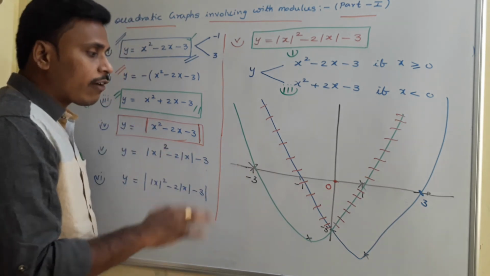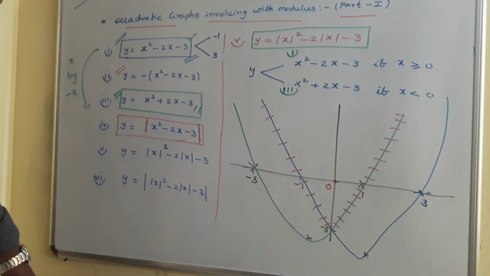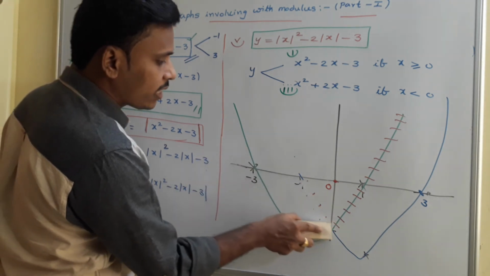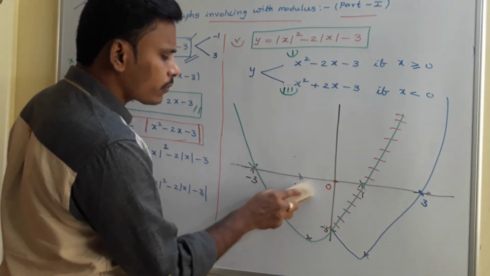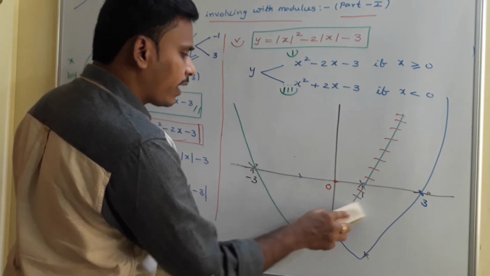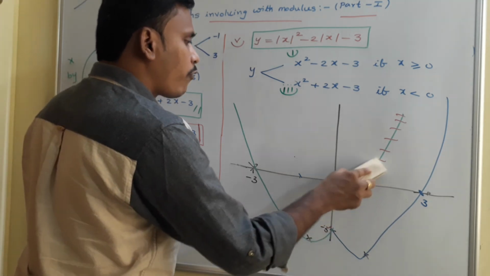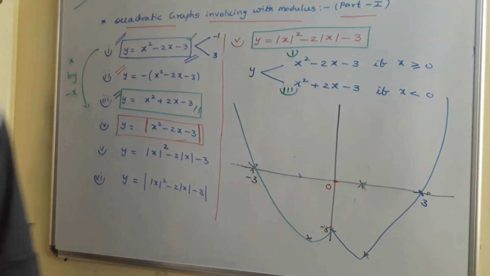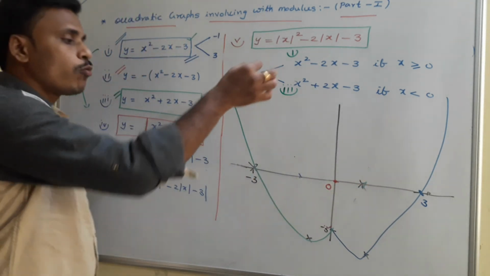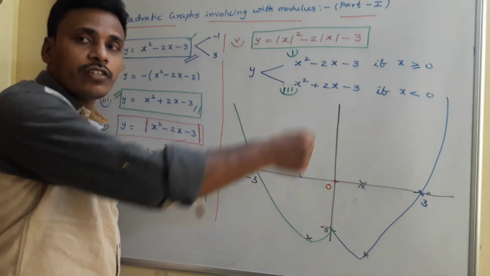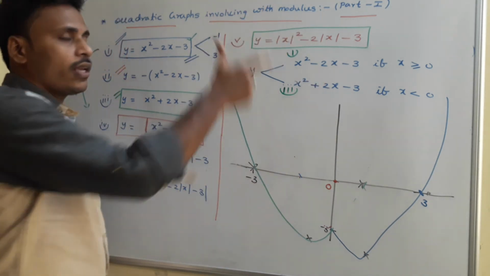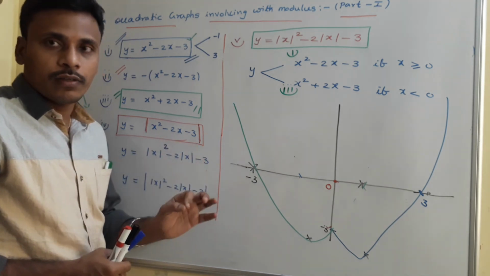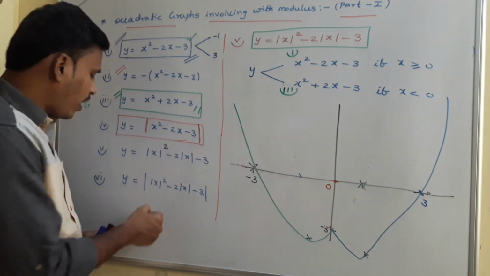So at the end, the final sketch of the graph is simply this. For you I will show the final sketch. You need to erase this neglected part. If you erase all this neglected part, then the final look of the graph of y equals mod x square minus 2 mod x minus 3 is this. This is the shape of y equals mod x square minus 2 mod x minus 3. You just have a look, and then I will go for the sixth.